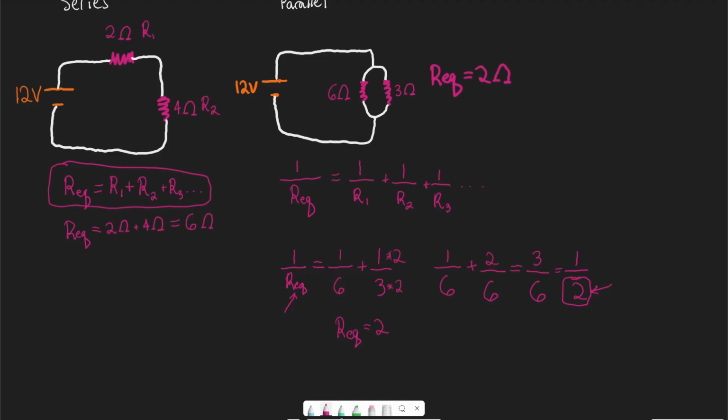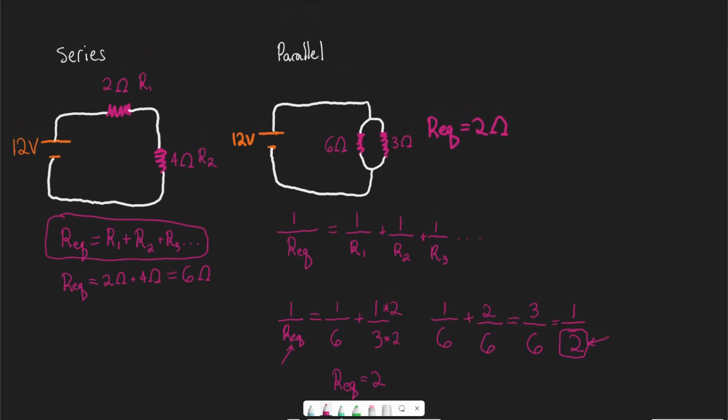Now, just to give you some kind of an intuition as to why this is the case, notice that Req is actually lower in the parallel circuit than either of the two resistances, right? So in series, it was the sum of the two, so it was obviously higher than both of them. But in this case, Req is lower. And the intuition for that is that you can kind of imagine that the current is traveling along the circuit here, and then it ends up here. And then some of the current's going to go this way, and some of the current's going to go this way, right?